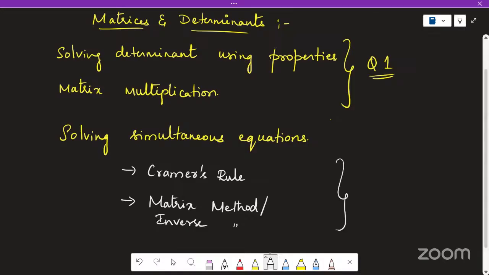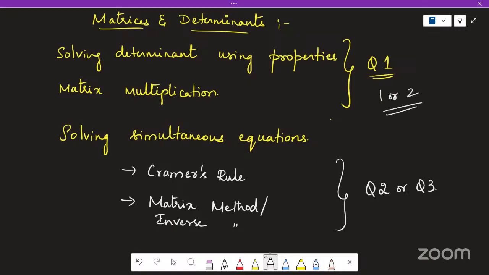So this will usually come in question 2 or question 3. Usually in question 2 only, in question 2a, you will get this. Cramer's rule or matrix method you will get for 5 marks. So two questions definitely you will get. Sometimes in question 1, you will get one or two questions. You will get one determinant question, one matrix multiplication question also. In question 1 itself, you will get A and B, two questions from this topic. In question number 2 or 3, you will definitely get one of these, Cramer's rule or matrix inverse.